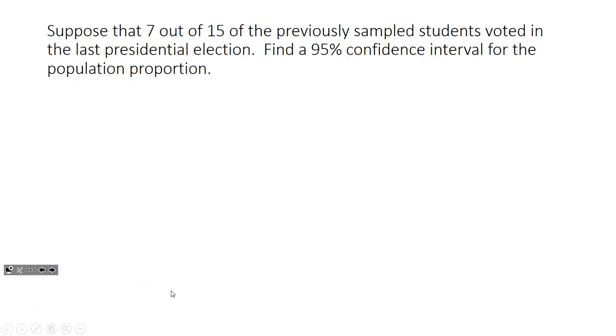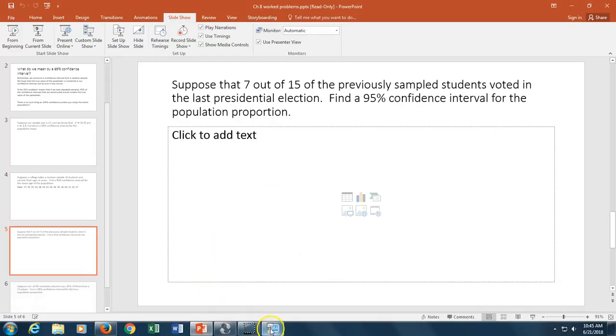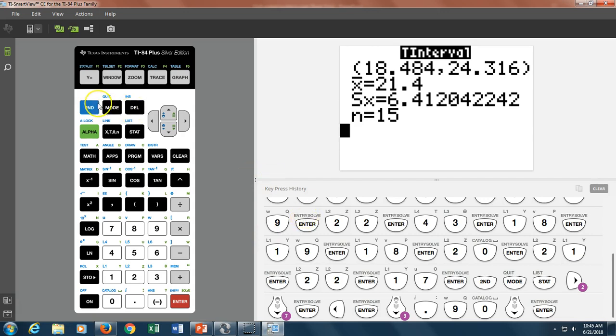A proportion. 7 out of 15 is a proportion. Suppose that 7 out of 15 of the previously sampled students voted in the last presidential election. Let's find a confidence interval for the population proportion. So all you need to know is that X is 7, N, the number sampled, is 15, and we want a 0.95 confidence interval. So back to the calculator.